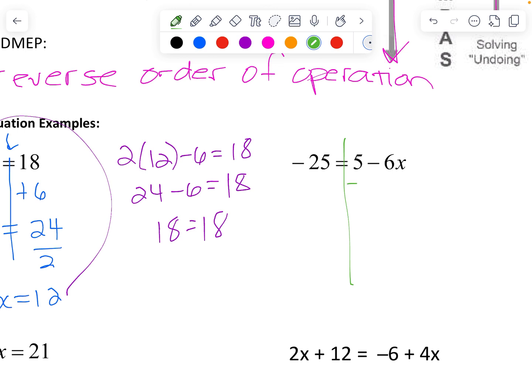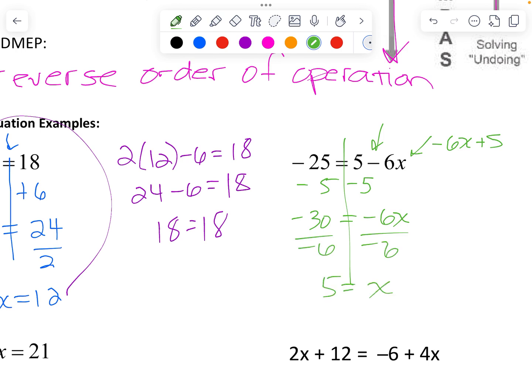So I have a positive 5. I want to get that to the other side, so I'm going to subtract it. Negative 30 equals negative 6x. So some students get confused whether that's a minus or a negative. You can really think of it as either, but the negative 6 is multiplied by the x, whereas the 5 is positive. Another way I could write this is negative 6x plus 5. Those are the same thing. And I'm going to divide by negative 6, and I get x equals 5.